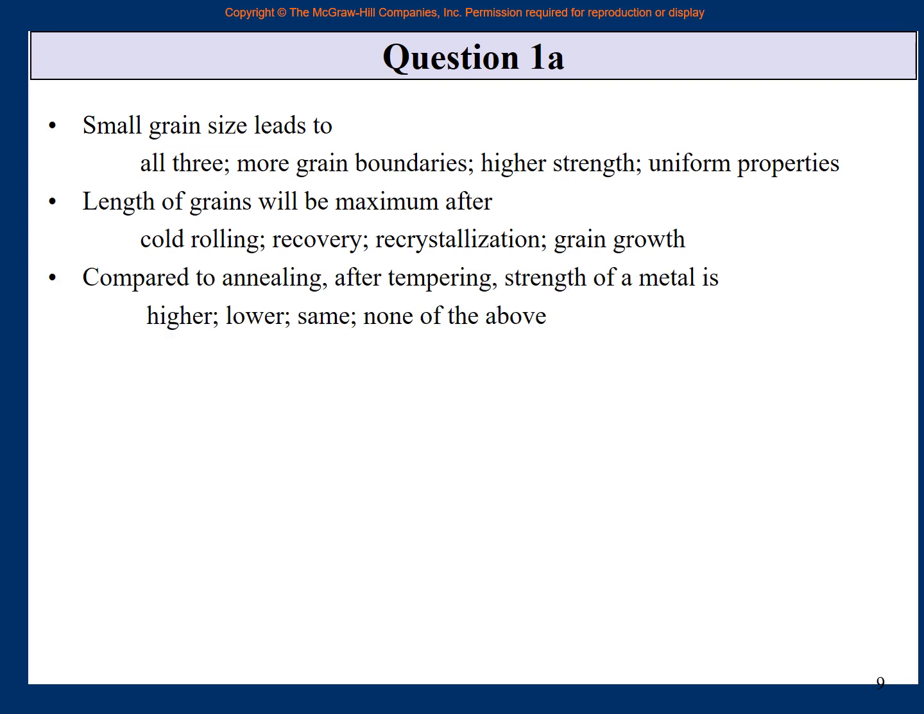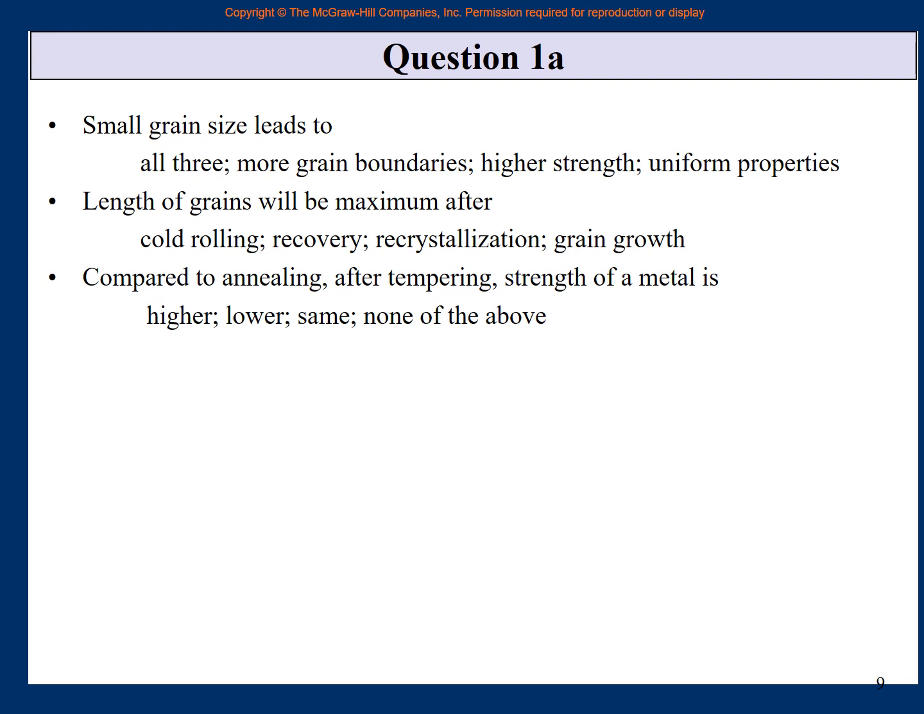Next, compared to annealing, after tempering, the strength of a metal is higher, lower, same, none of the above. You remember that when I was describing general heat treatment, I said that for all metals and alloys, there is a stress relieving or annealing as one step. Then there is something called hardening and quenching. Then tempering. So after annealing, the metal is very soft.